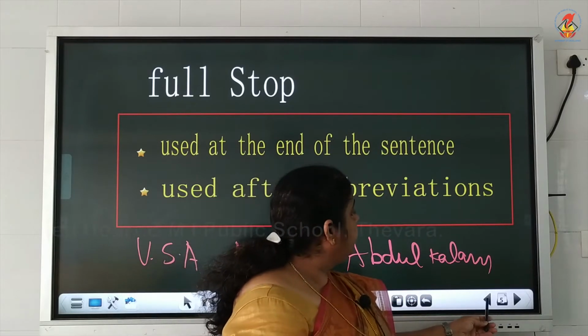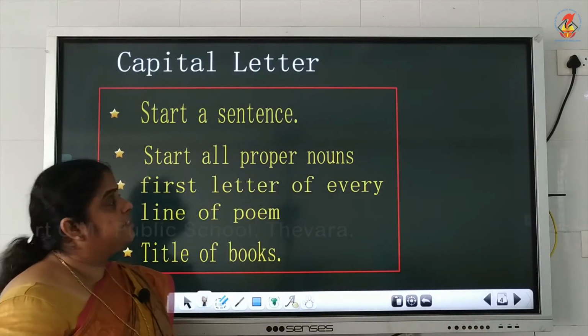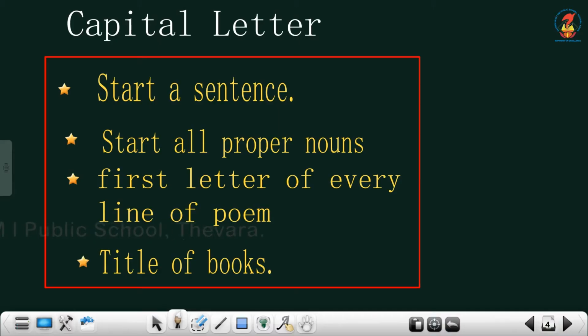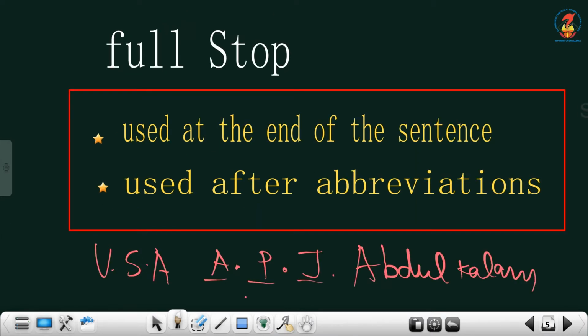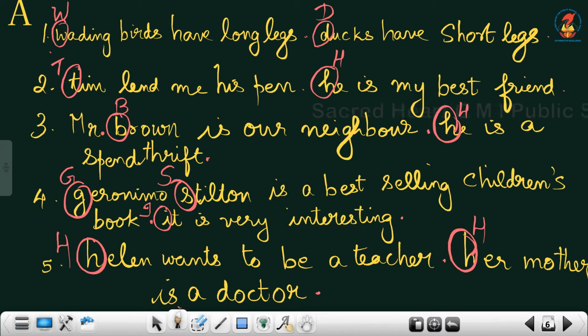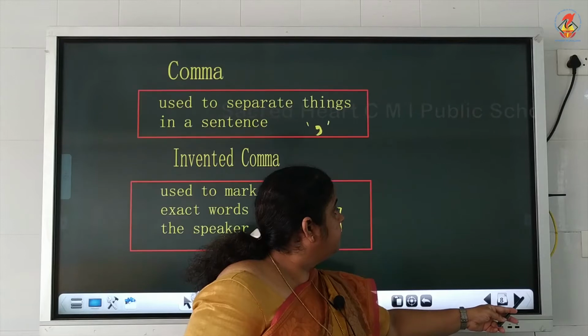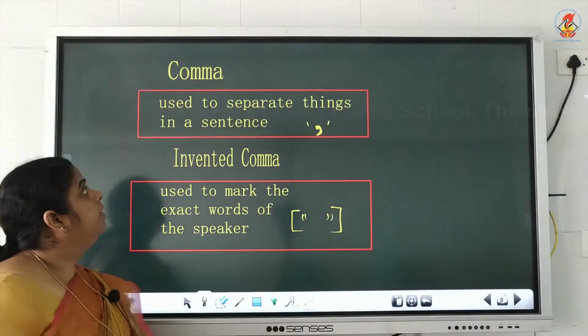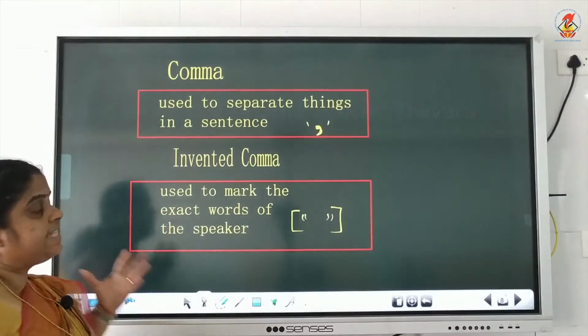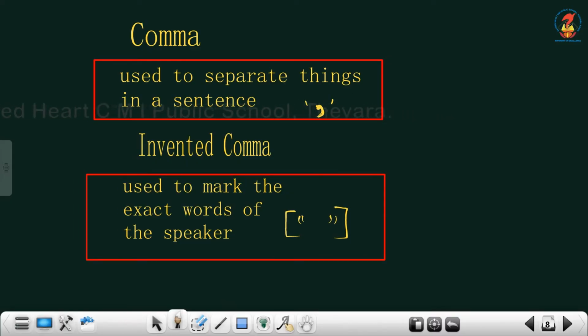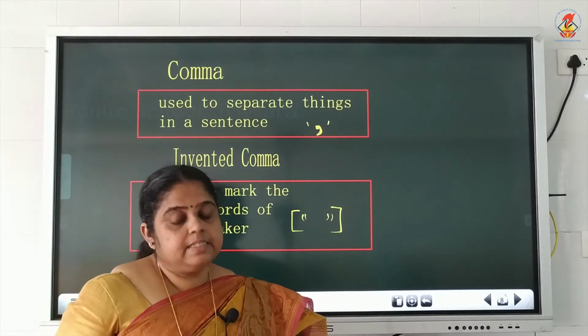So once again, if we say capital letters, they are used to start a sentence, start all proper nouns, the first letter of every line of the poem, and the title of books. Then full stop, we use at the end of the sentence and also after abbreviations. Then we studied commas. Commas are used to separate things in a sentence and also to show that there is a stop in the sentence. Till that we discussed.